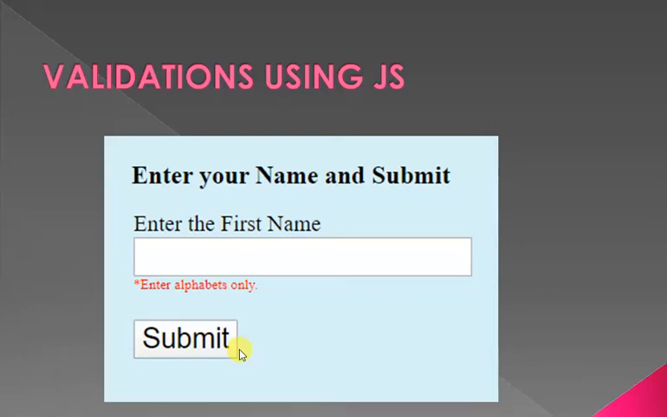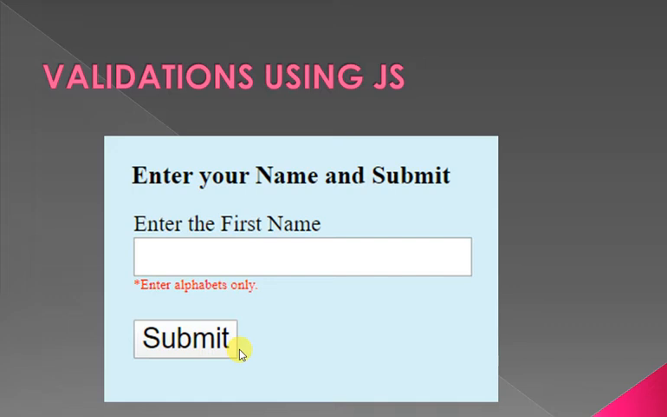Hello everyone. In today's session, we will look at validations. Let's see the snap. It is showing one heading, "Enter your name and submit", and after that a label, "Enter the first name", and a text box, and in small letters, "Enter alphabets only", and after that, a submit button.